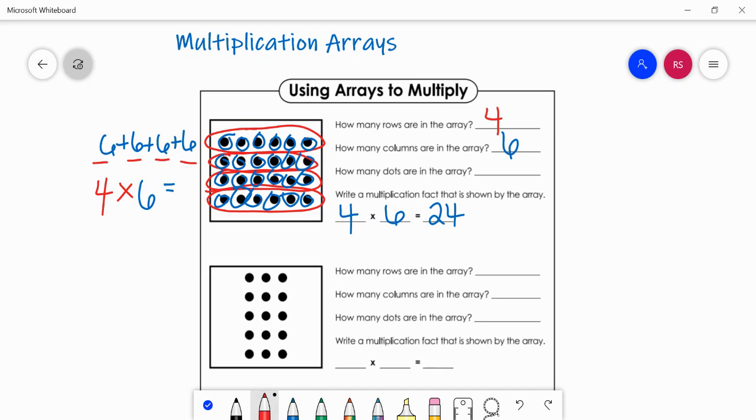I know that 6 plus 6 is 12. 12 plus 6 gives me 18. And then 18 plus 6 gives me 24. So it's just a way to think about this. 6 plus 6 is 12, 12 plus 6 more would be 18, 18 plus 6 more gives me 24. So how many dots are in the total array? We have 24 total. That would be our product. Remember that the answer to a multiplication problem is what we call a product.